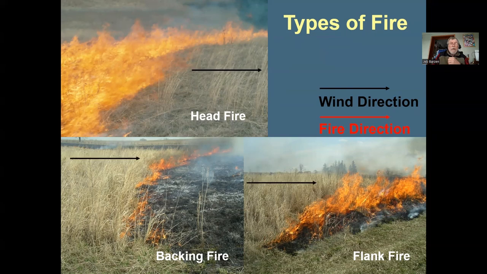So a head fire is basically, if you think for all three of these pictures, the wind is coming from the same direction, from our left and going to our right. And if you think of the top of the picture being north, that would be a west wind in each of these three cases. So the wind direction doesn't change in any of these cases. A head fire is simply fire that is moving in the same direction that the wind is moving.